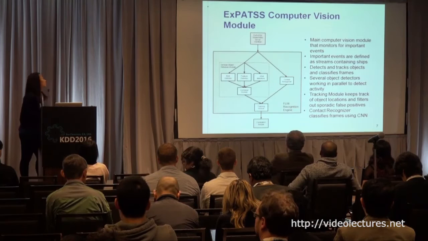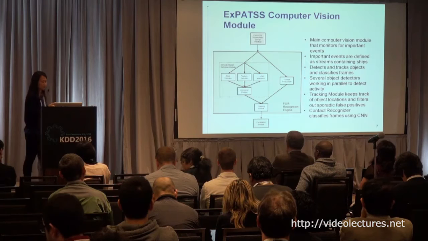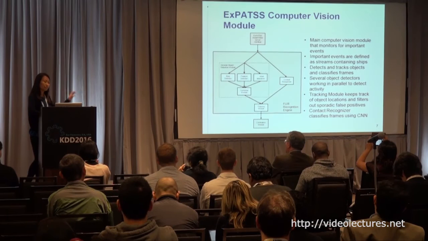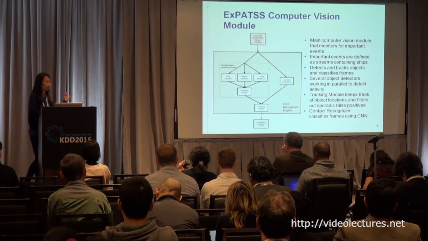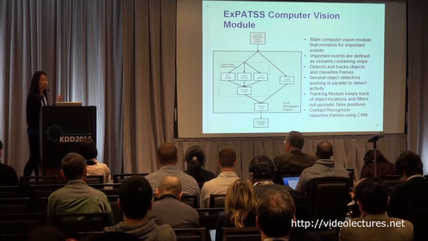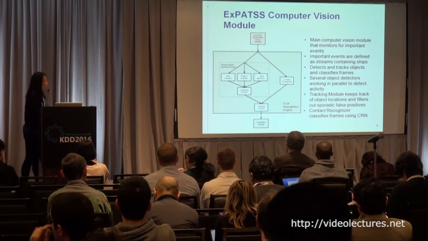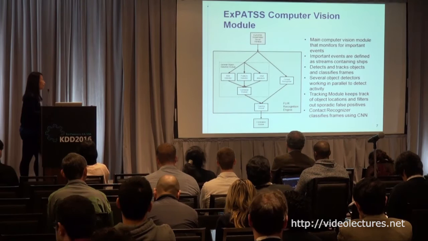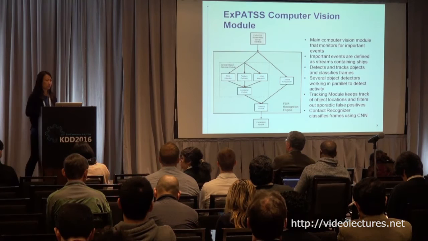So back to the recognition engine, which I said was our main computer vision module. A couple of things happen inside the recognition engine. We have here our general object detector module. This processes each frame for objects. It doesn't discriminate between, I'm only looking for a certain type of object. It just looks for what are interesting things? What are activities currently happening in the frame? And then our contact recognizer here. This is the module where we actually employ deep learning to classify the frame. And then the tracking module takes the output of the object detector and the contact recognizer to keep track of just the different objects detected throughout the frames in a video.